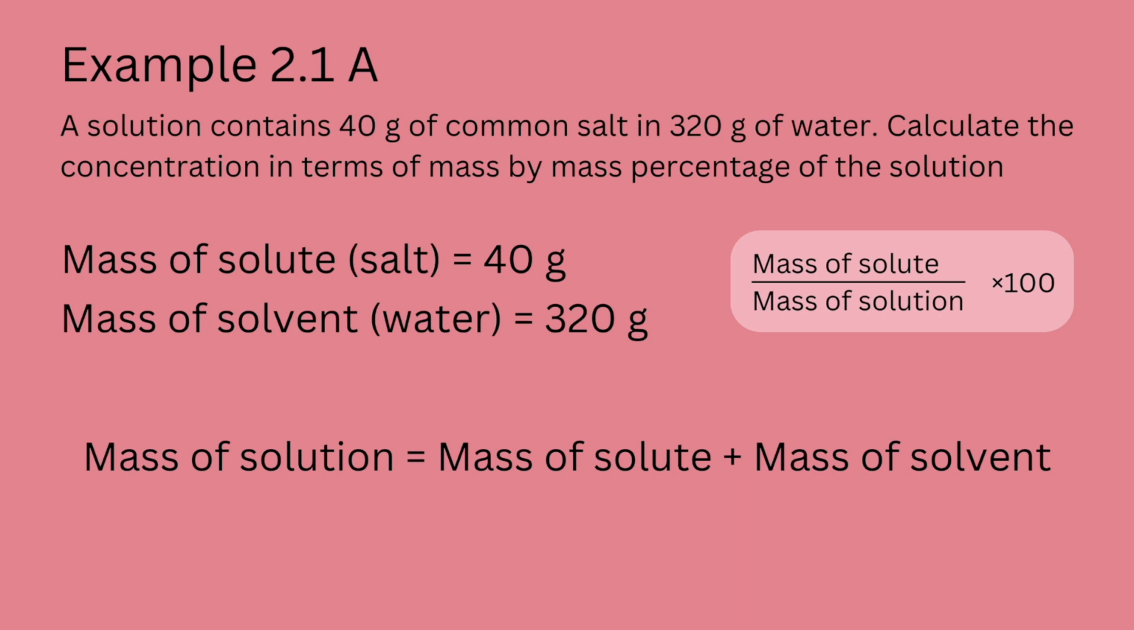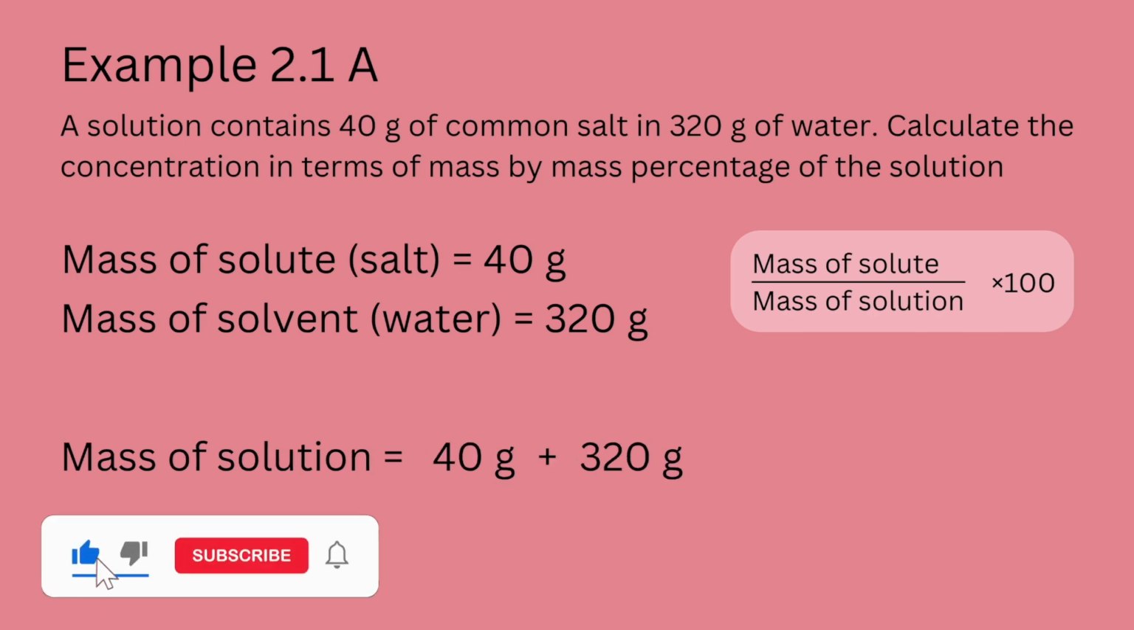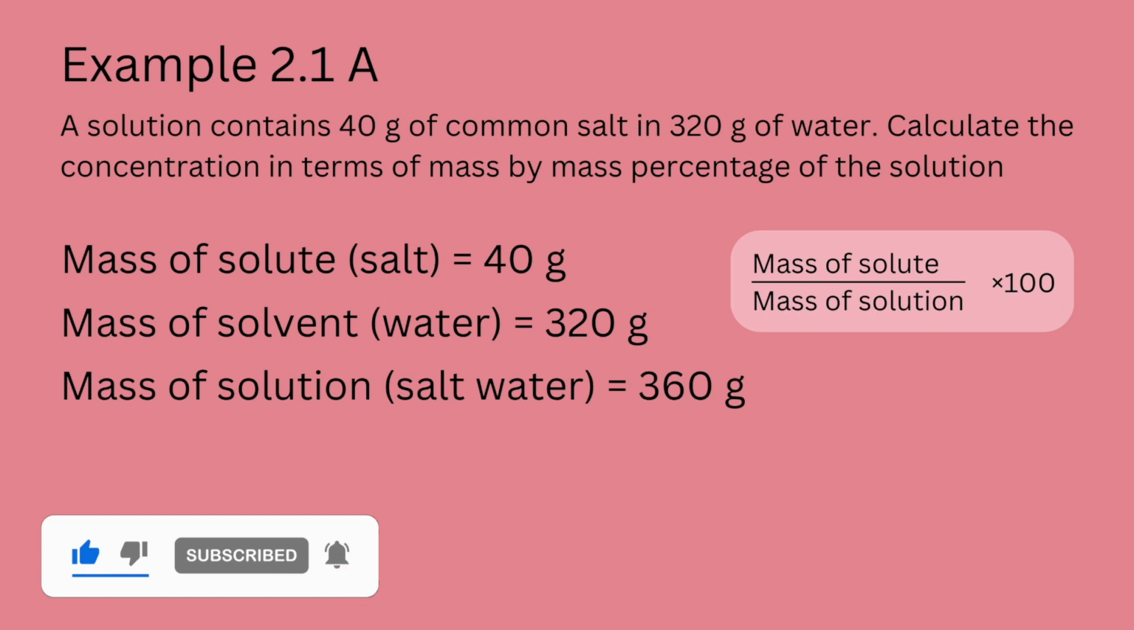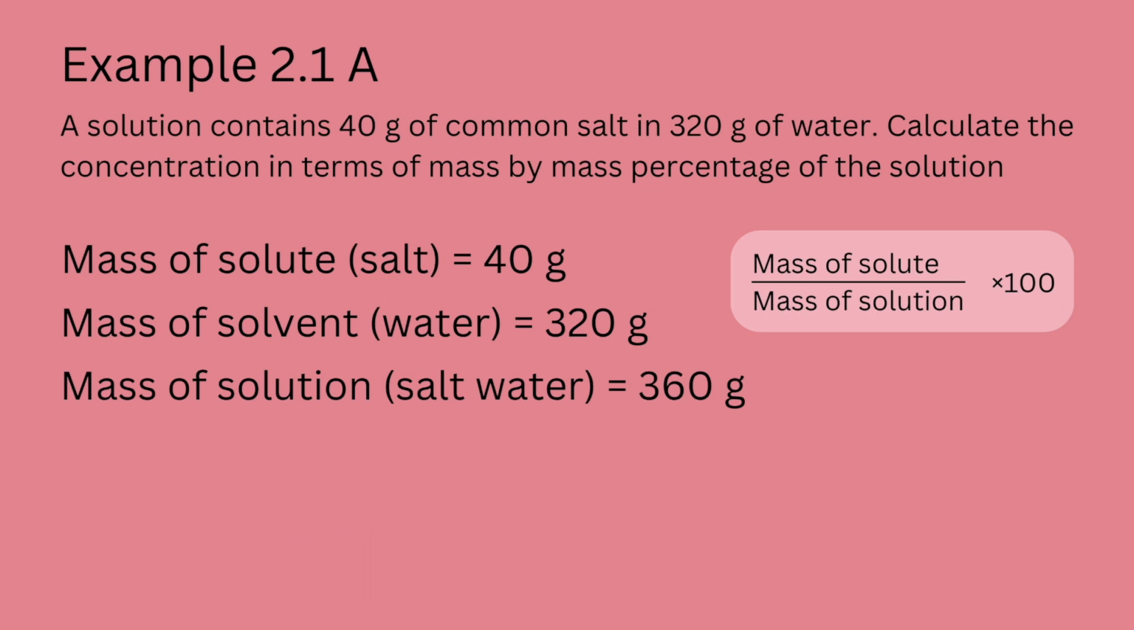So how do we find the mass of the solution? It's quite simple. A solution is just basically solute plus solvent, right? So to find the mass of the solution, you just have to add the mass of the solute and the solvent. It's quite a simple formula. So mass of the solution equals mass of solute plus mass of solvent. So what are the mass of solute and solvent? Which is 40 grams and 320 grams respectively. So adding these two things, it would give you the mass of the solution, which would be 360 grams. So mass of solute is 40, mass of solvent is 320, and mass of the solution combined together is 360 grams.